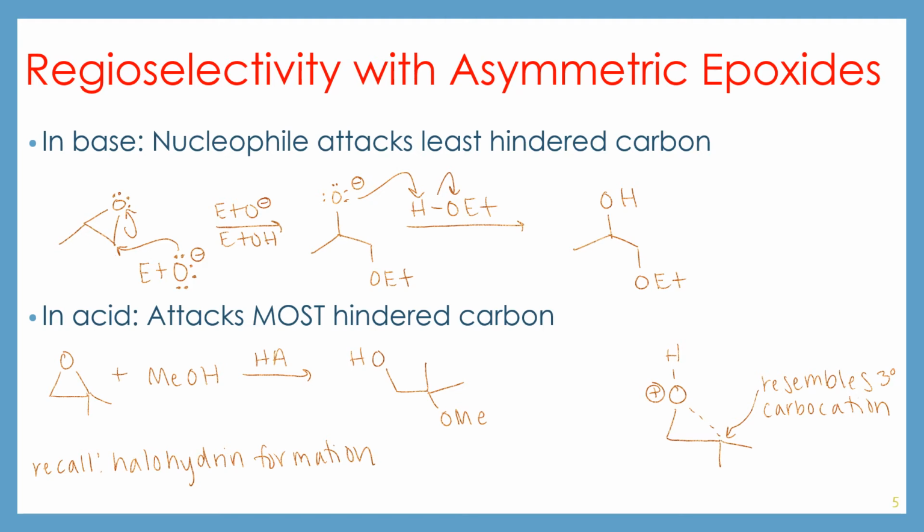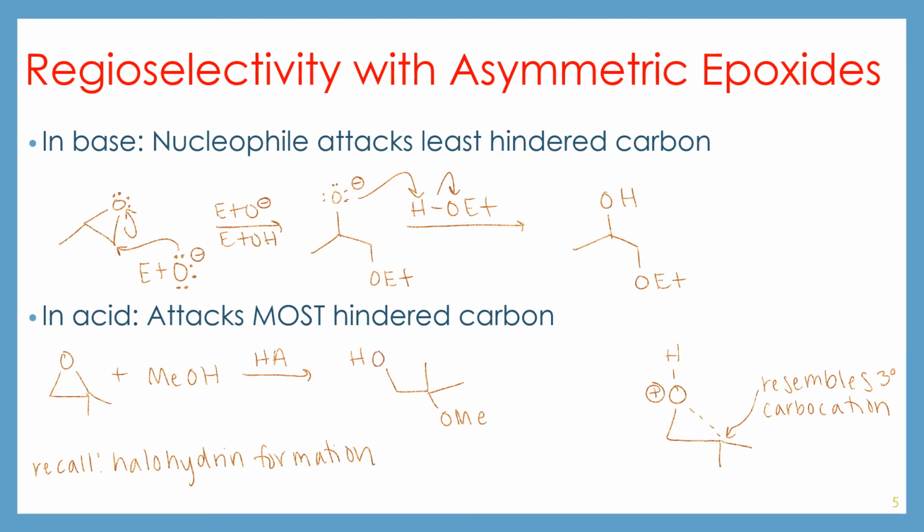So in basic conditions, this is the one that definitely is going to go with your instincts. We know that nucleophiles like to attack the least hindered carbon in an SN2 reaction, right? And this is essentially just an SN2 reaction. So the nucleophile, whatever it is, is going to attack the least hindered, least substituted carbon and break the ring open until you get to your product here. So our nucleophile attacked the least substituted carbon, and that means that the alcohol ends up left on the most substituted carbon.